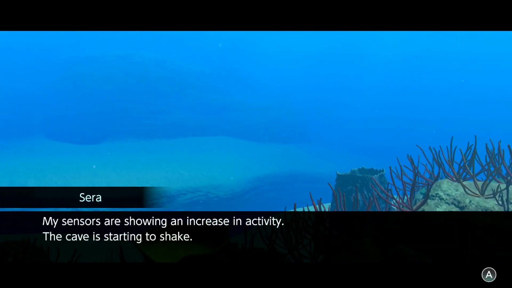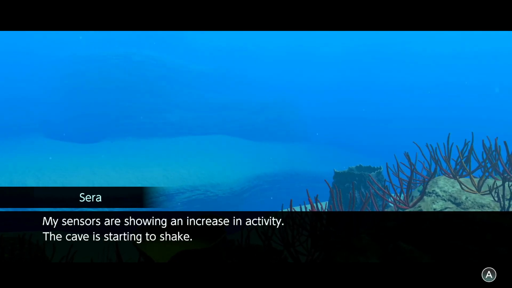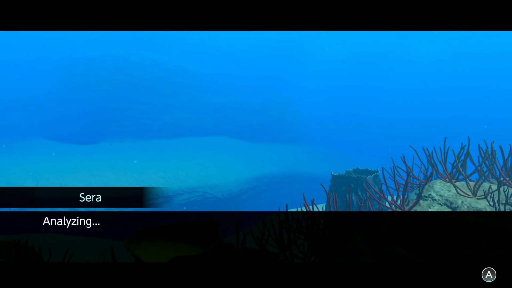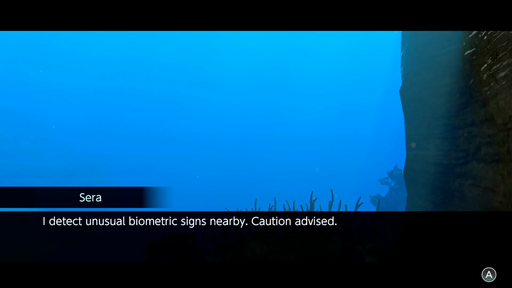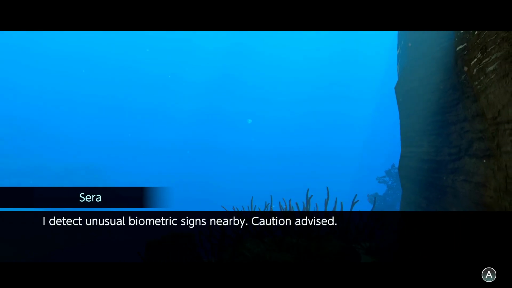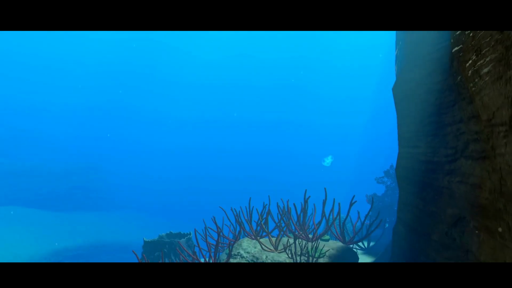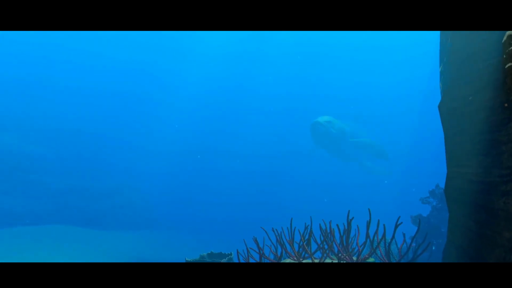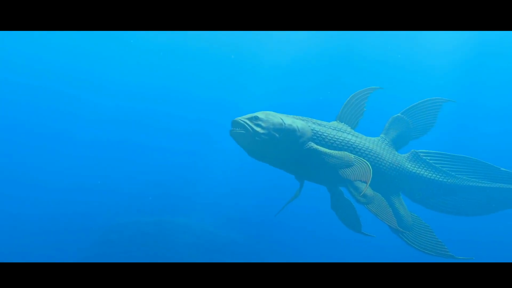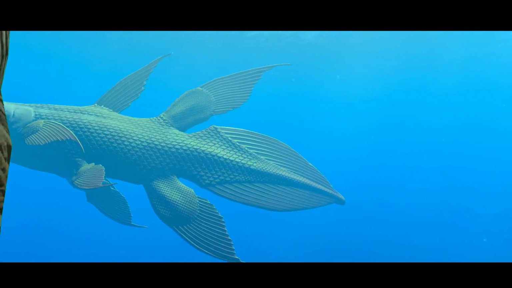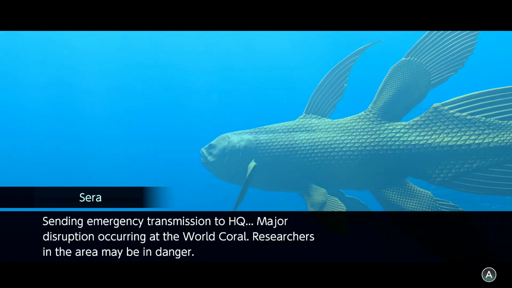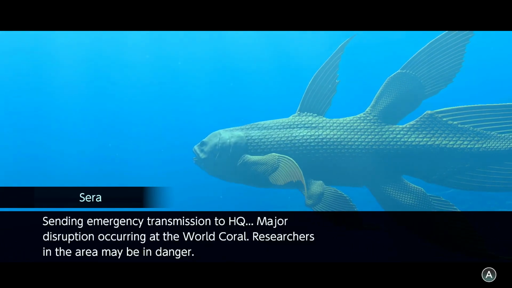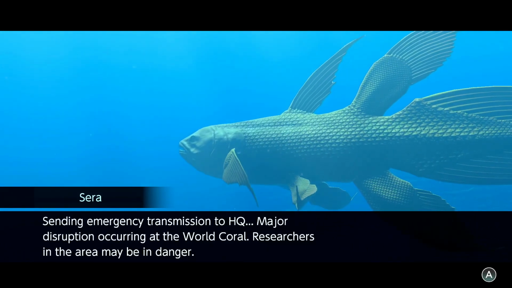Huh? My sensors are showing an increase in activity. The cave is starting to shake. Analyzing. I detect unusual biometric signs nearby. Caution advised. Sending emergency transmission to HQ. Major disruption occurring at the world coral. Researchers in the area may be in danger.